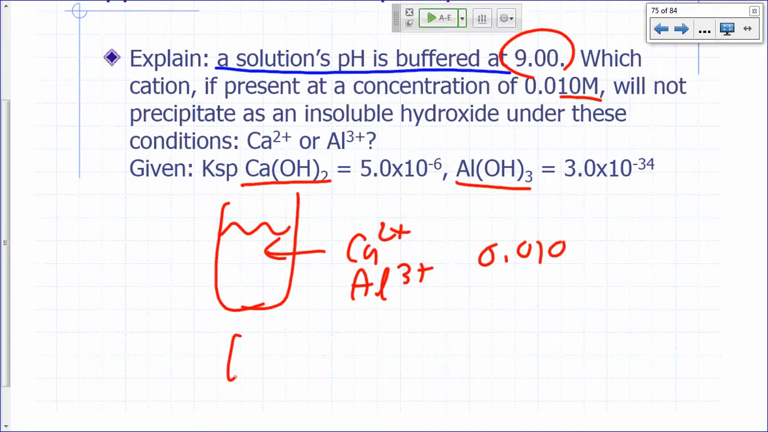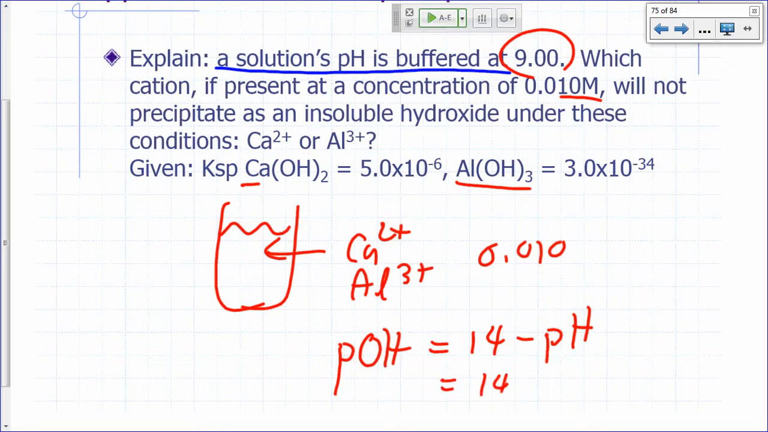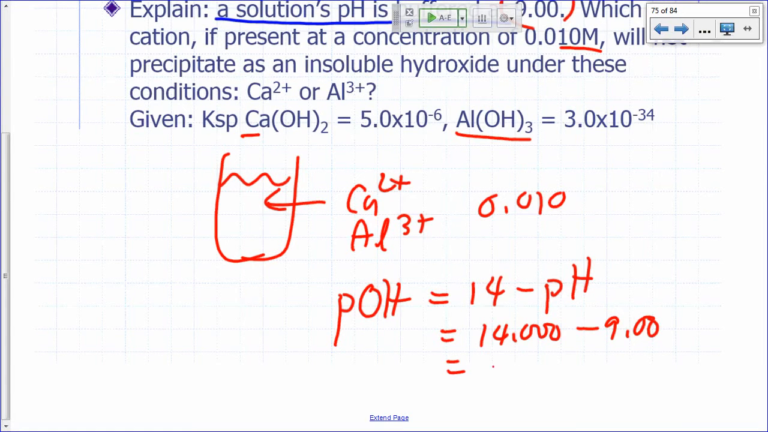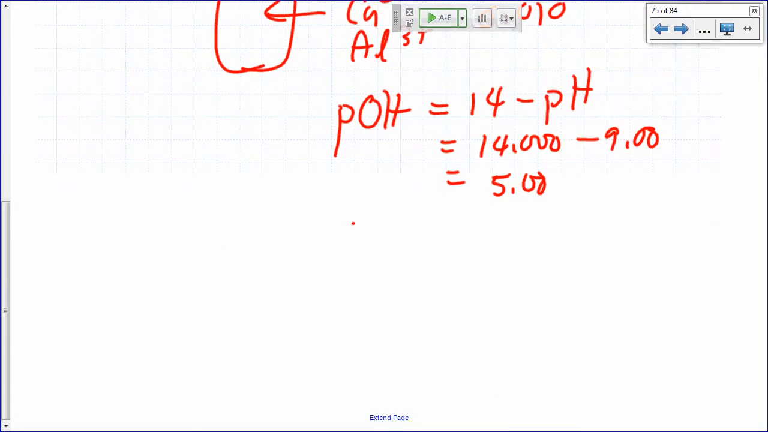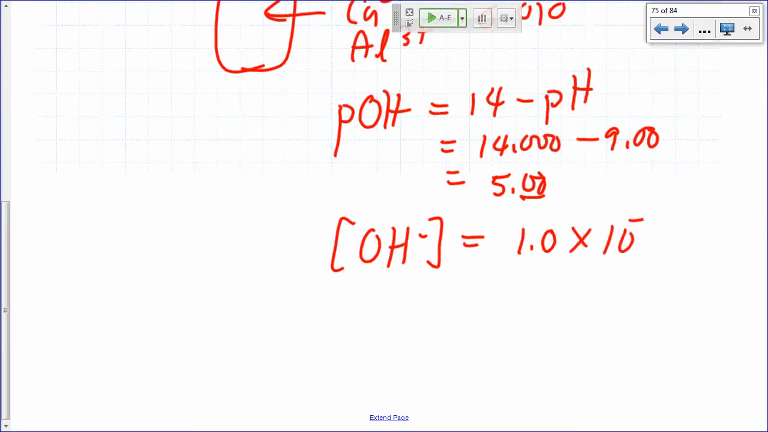Well, what's the concentration of hydroxide at pH 9? Let's do hydroxide since we're doing the hydroxides. Okay. So what's pOH at a pH of 9? If I know my pH, what's my pOH? 14 minus pH, right? So 14.000 minus 9.00 gives me a pOH of 5.00, right? So if my pOH is 5, what's my hydroxide concentration? It's going to be 1.0 times 10 to the negative 5.